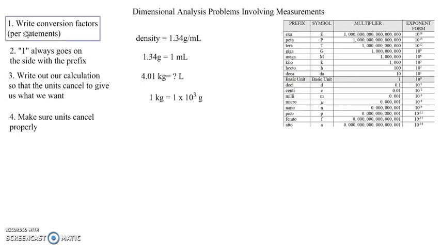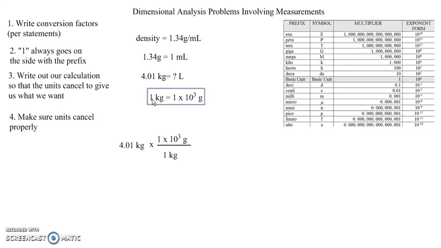Now I have my two per statements, the one that I get from density and the one that I get from my chart, and I can write, starting with my given amount, 4.01 kilograms, times, from this per statement, 1 times 10 to the 3rd grams over 1 kilogram. Then using my density, 1 milliliter over 1.34 grams. If I stopped here and canceled out my units, kilograms cancel with kilograms, grams cancel with grams, and my answer would be in milliliters. And that would be good if I wanted an answer in milliliters.